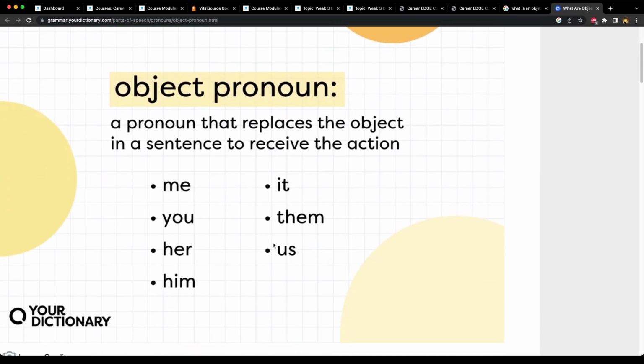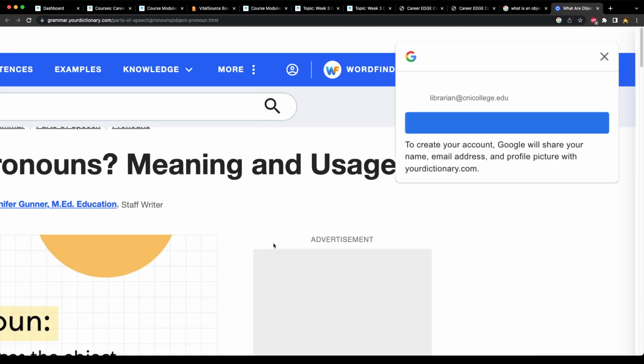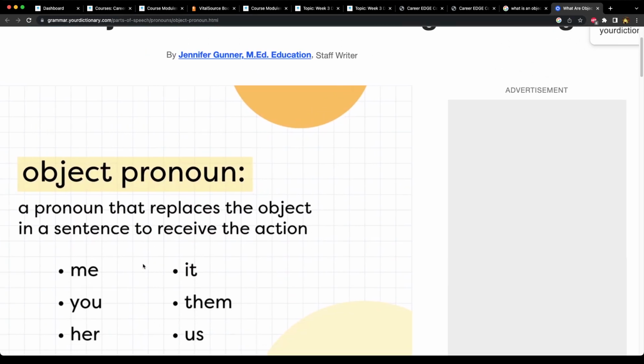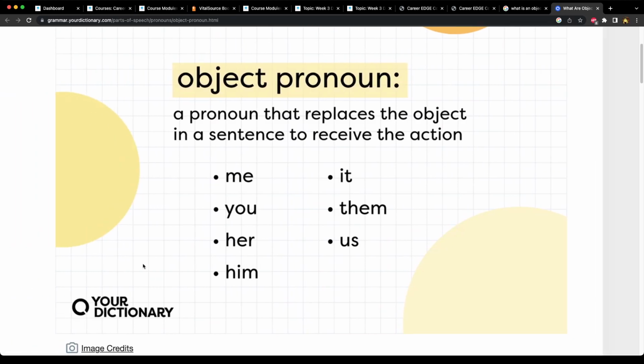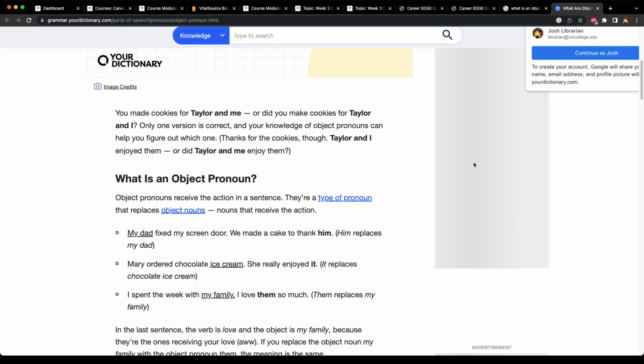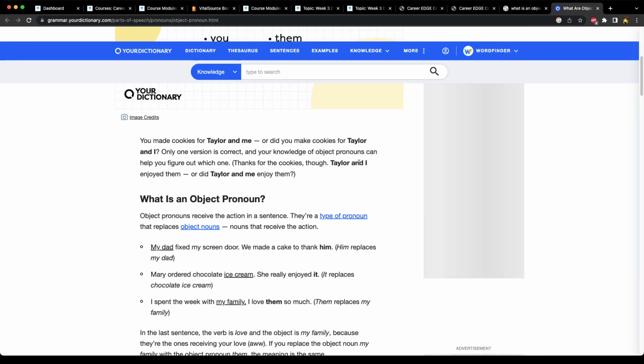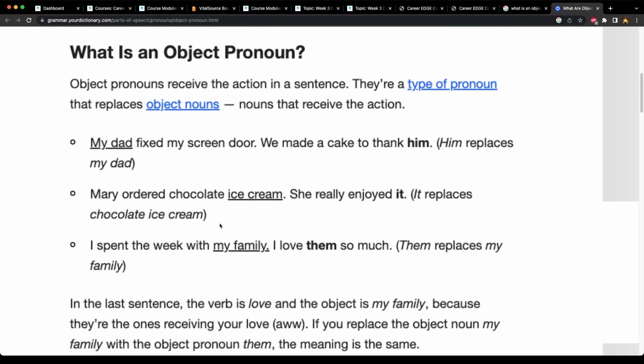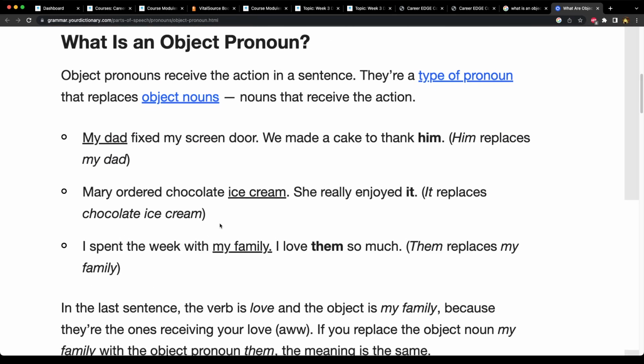Objective pronouns. A pronoun that replaces the object in a sentence to receive the action. So let's look at this one here. So for example, we have me, you, her, him, it, them, us. Most of these give you some pretty good examples. For example, object pronouns receive the action in a sentence. They're a type of pronoun that replaces object nouns, nouns that receive the action. For example, my dad fixed my screen door. We made him a cake to thank him. Him replaces my dad, right? So these are correlating with one another.